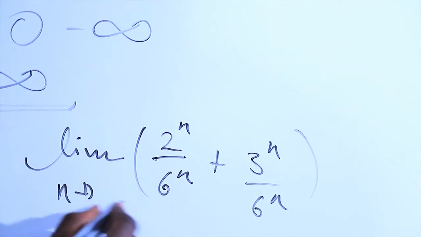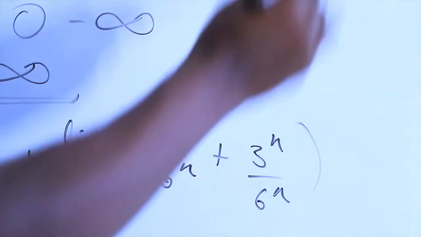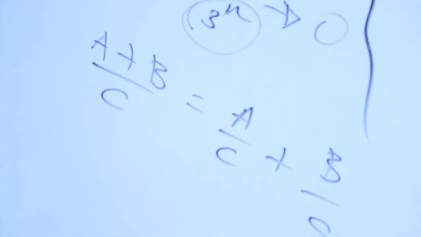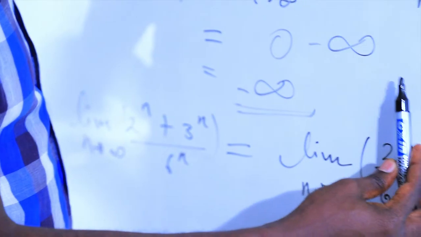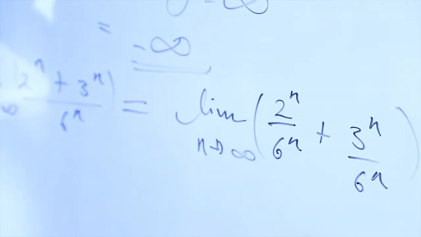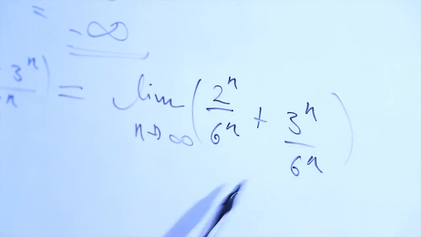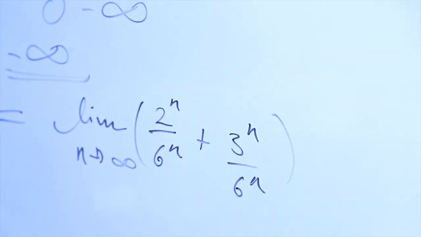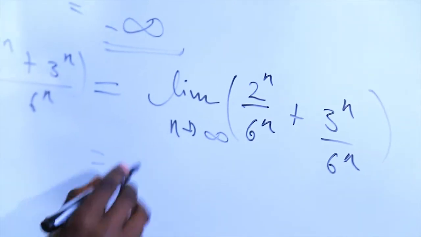Because we have a form here, for example, a plus b over c, which means a over c plus b over c. Therefore, 2 to the power of n plus 3 to the power of n over 6 to the power of n means 2 to the power of n over 6 to the power of n plus 3 to the power of n over 6 to the power of n.